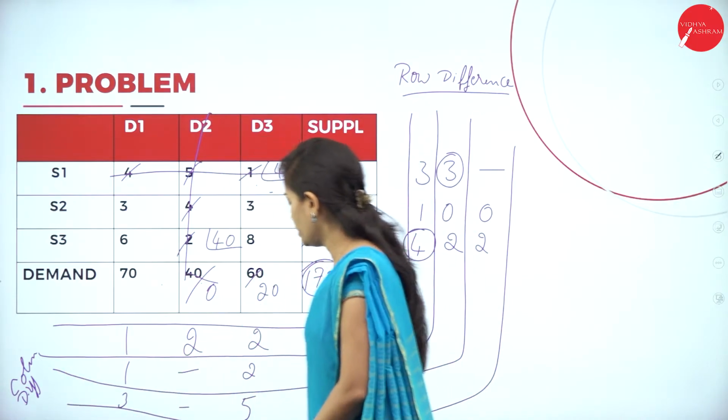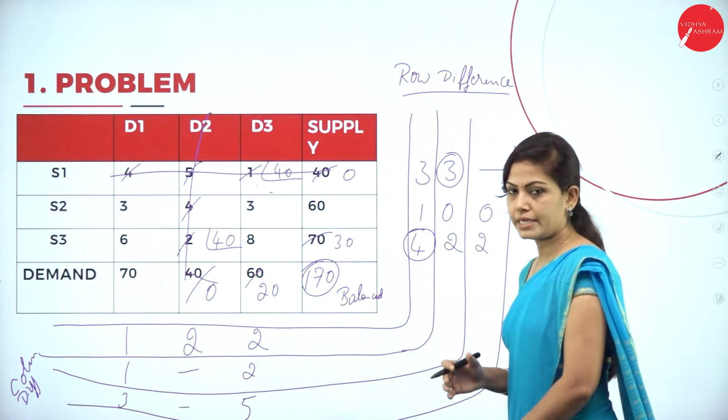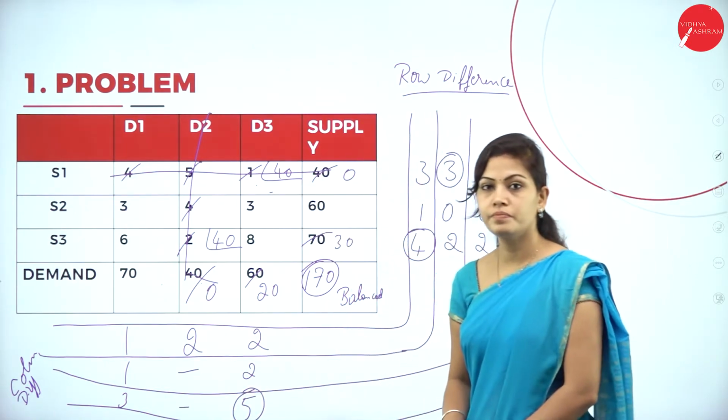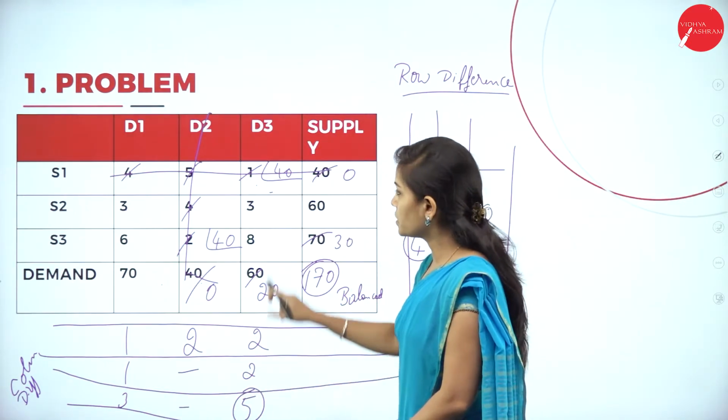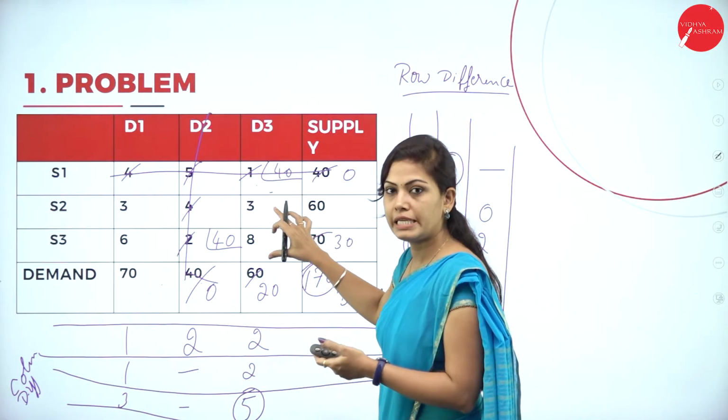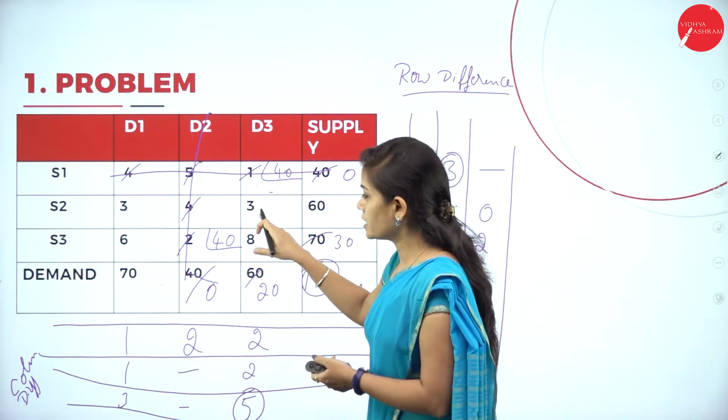Now you can find the highest penalty value. It is 5. Highest penalty value is 5. So 5 comes under D3 column. So out of these two values, you can consider the least value in D3. So least value is 3.